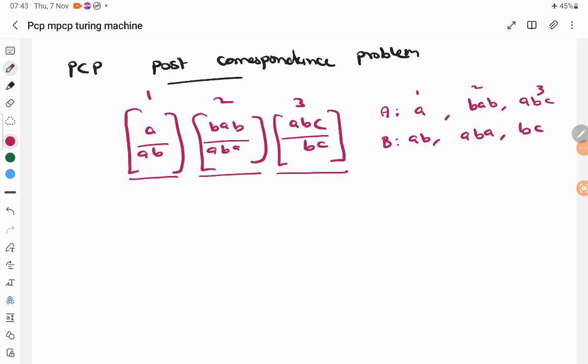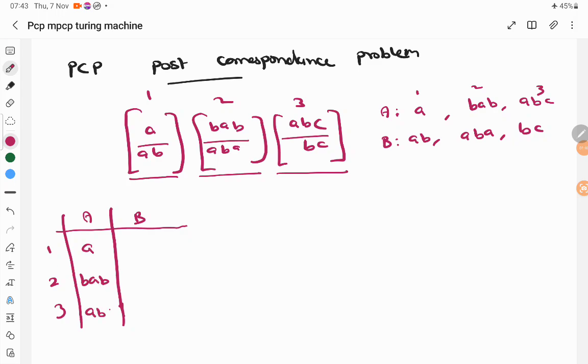Okay, it is either expressed in a list structure like this, or can also be expressed in terms of a table structure like this. I have A and B, and you have three strings. The A list consists of all the numerators like A, BAB, and ABC. It is in pairs, so the corresponding B pair is AB, which is your denominator, ABA and BC. Okay, there are three ways in which this Post Correspondence Problem can be expressed: either as a set of dominoes, or in terms of this list structure, or a structure like this.